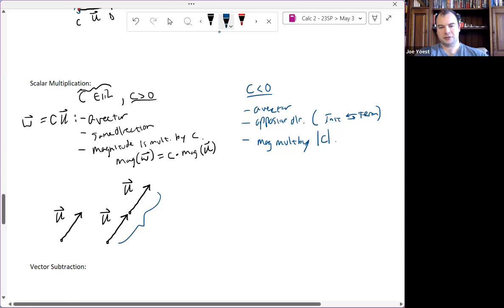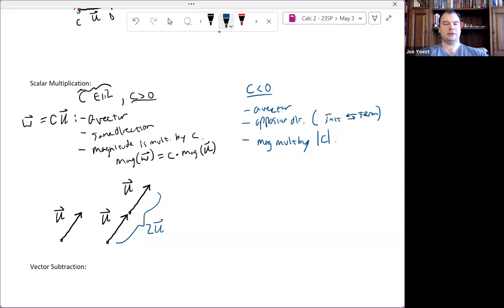So this would be, for instance, 2u bar, right? u bar plus u bar is 2u bar. It's in the same direction, but just stretched by a factor of 2. So I could just draw the vector like that.